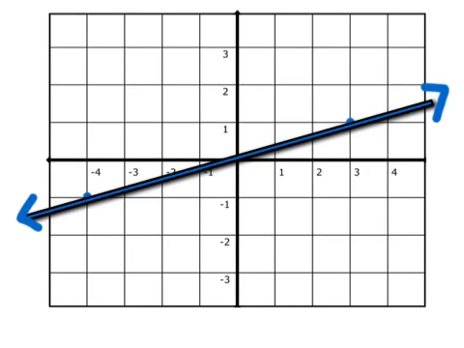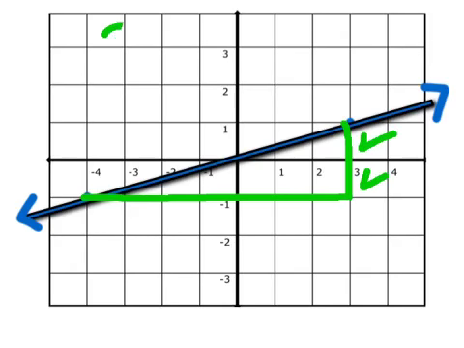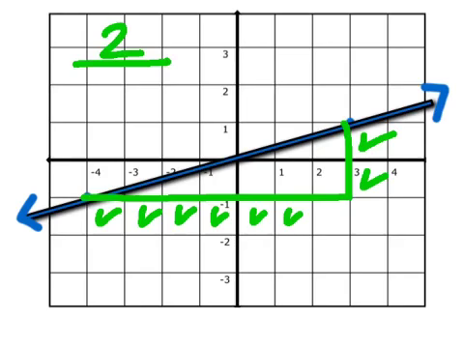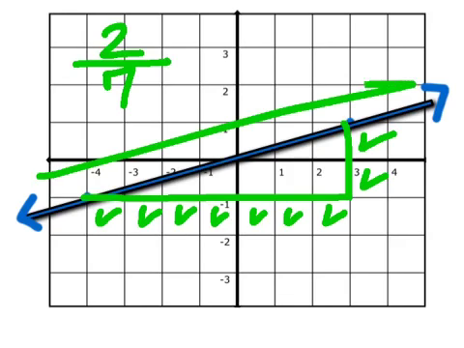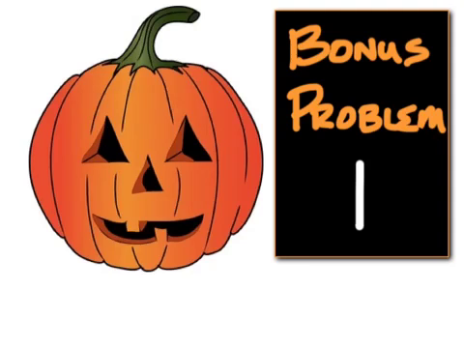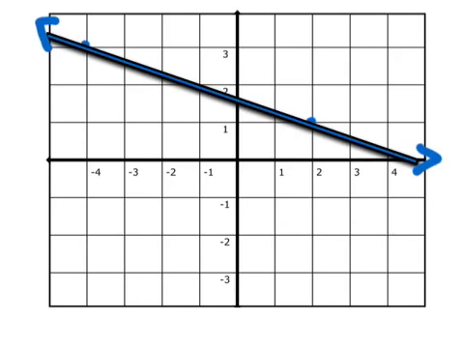Practice problem number 1. What is the slope of this line? On this one, you make your triangle here. You have 1, 2 blocks, and then 1, 2, 3, 4, 5, 6, 7 blocks. It rises to the right, so it is positive, 2 over 7. Bonus number 1.